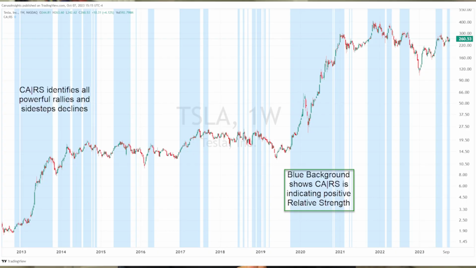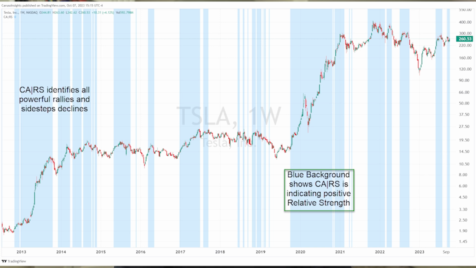So if we take a look at this next chart, we can take a look at Tesla. And I built this tool called Caruso Adaptive Relative Strength where it factors all of this in and it looks at this volatility adjusted relative strength over different time frames, and it comes up with this simple blue background for analysis.